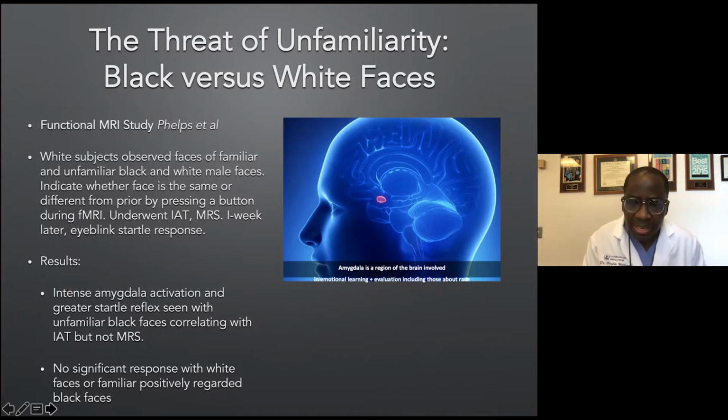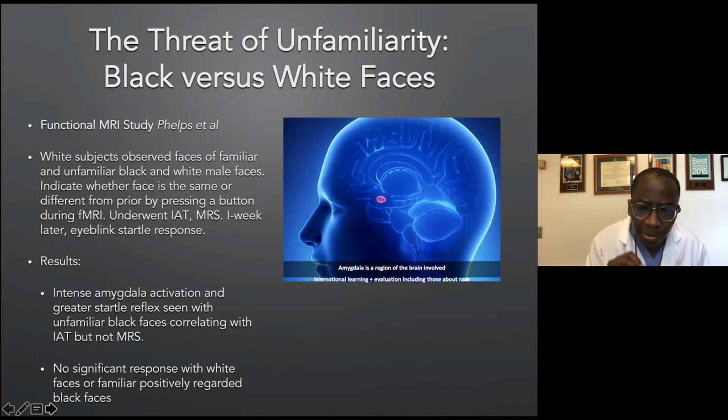And then they looked at, in real time, the activation of different areas of the brain. And what they found was intense activation of the amygdala, a structure deep within the limbic system of our brains, which is a center that's very much involved in emotional conditioning. They found intense activation of this amygdala structure when unfamiliar Black faces were shown, not when unfamiliar white faces were shown, not when familiar Black faces were shown, and certainly not when familiar white faces were shown.